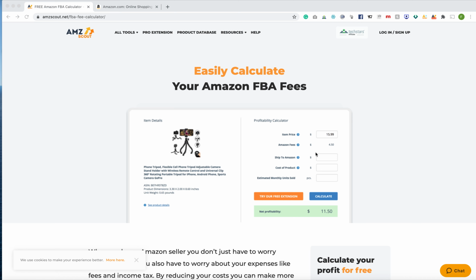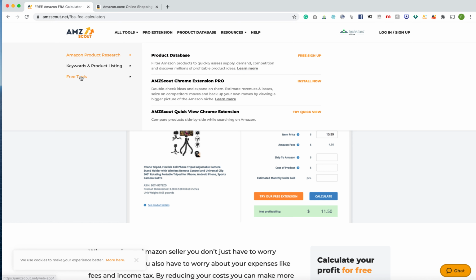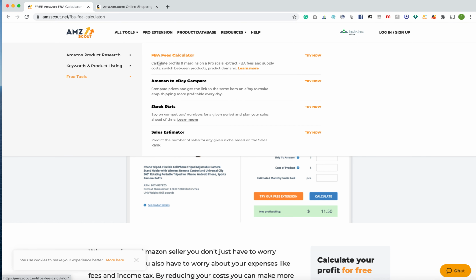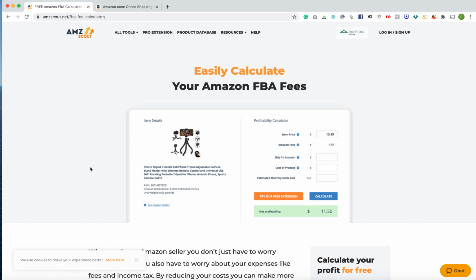All right, so here's what I'm going to do. There's a website called AMZ Scout, .net, and they have a free extension, which you can find under the free tools, called FBA fees calculator. If you visit an Amazon page, it will tell you the original cost of that specific product, how many units the company posting that product on Amazon sells on a monthly basis, and what their profit margin is.